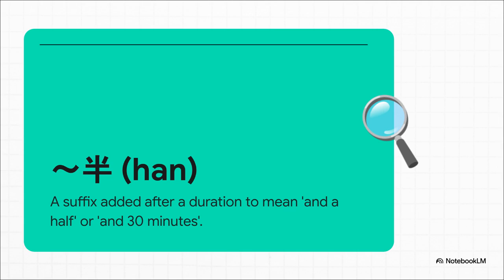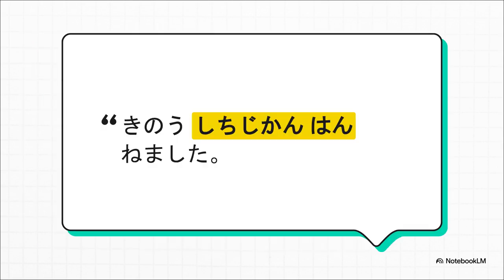Okay, our next super handy shortcut is this character, han. It just means half. So instead of saying 30 minutes, you can just add han right after the hour to say and a half. It's a game changer. For instance, yesterday, I slept for 7.5 hours. Instead of the kind of long shichijikan sanjuppun, you can just say shichijikan han. It's shorter, it's faster, and it's what you'll hear all the time in casual conversation.